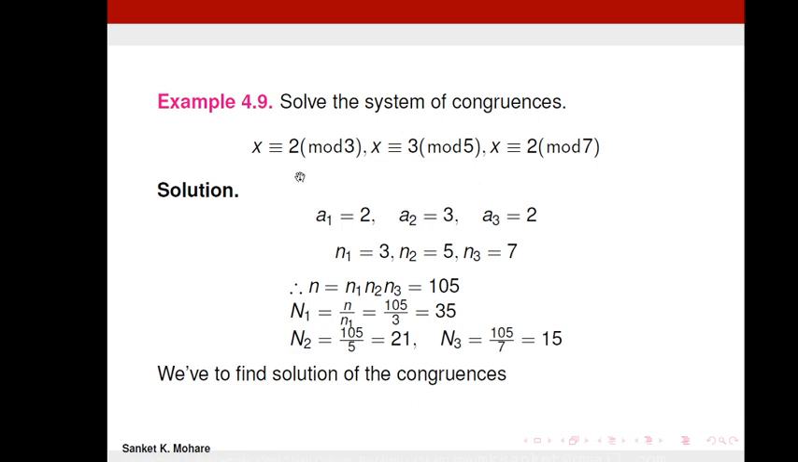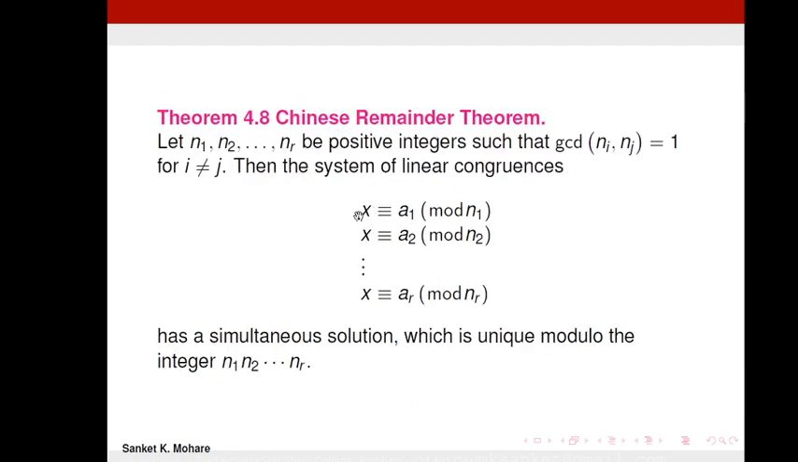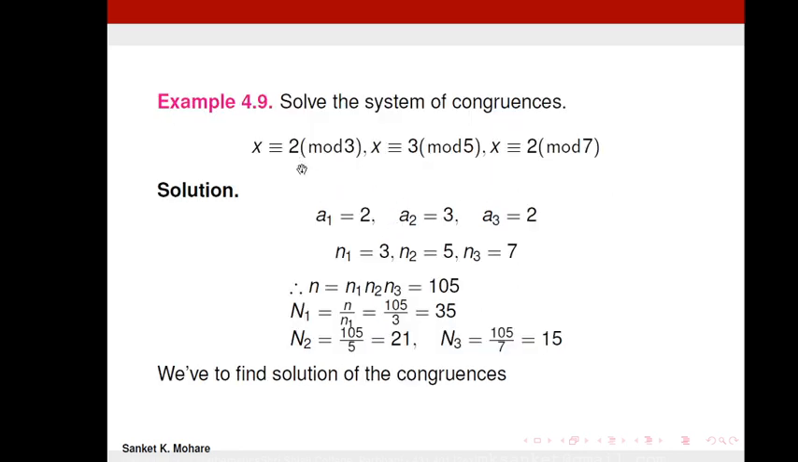Comparing this with the congruences in the theorem, we obtain a1 equals 2, a2 equals 3 and a3 equals 2. Also n1 equals 3, n2 equals 5 and n3 equals 7. Now the product of these integers, n1 into n2 into n3, is equal to n. Therefore n equals n1 multiplied by n2 multiplied by n3, which is equal to 105. So the product of these integers is 105.